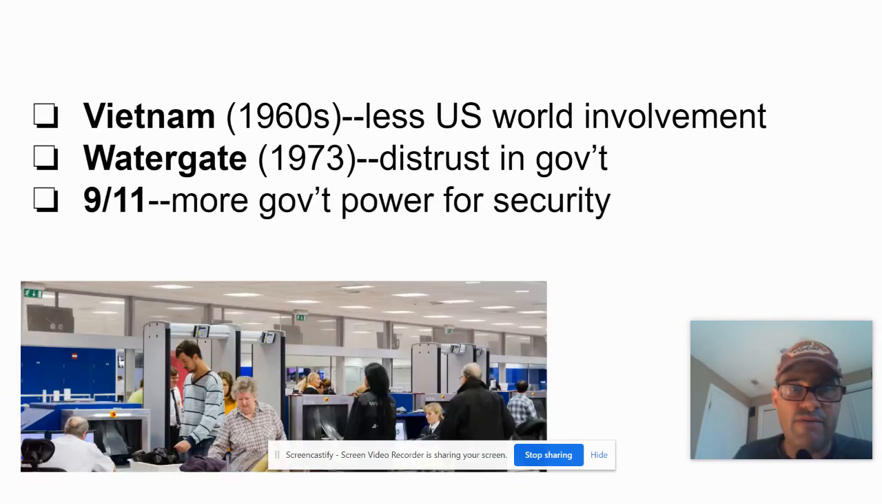9/11, September 11th, across the board, both Democrats and Republicans support more government power to secure us from terrorism. So we accept policies maybe at the airport or other aspects of our life, like the collection of data on our cell phones and on the internet, that maybe before we wouldn't have. Maybe like now we don't either, but back then we would because of security.